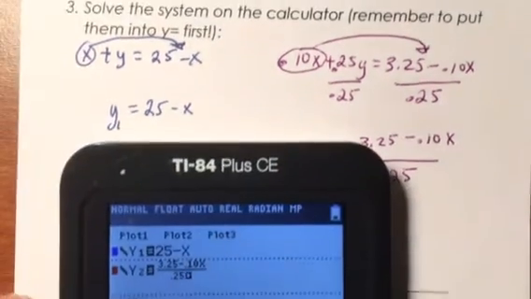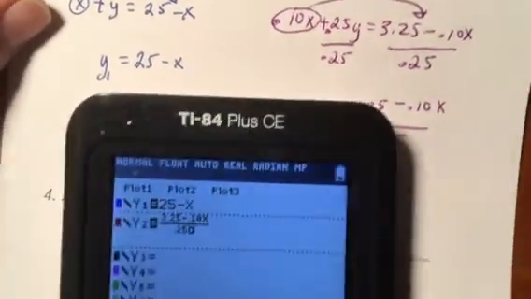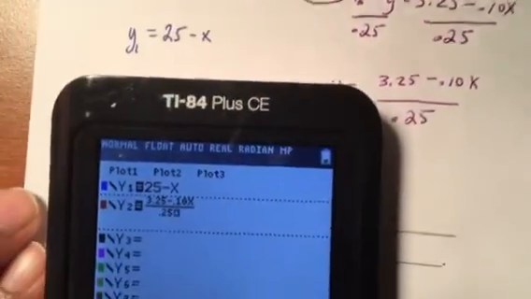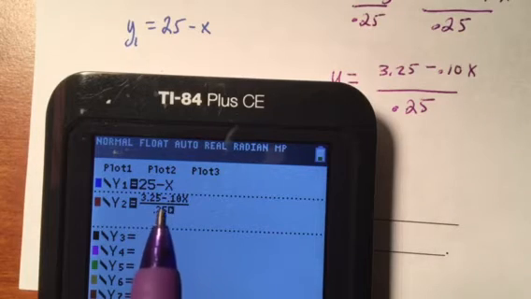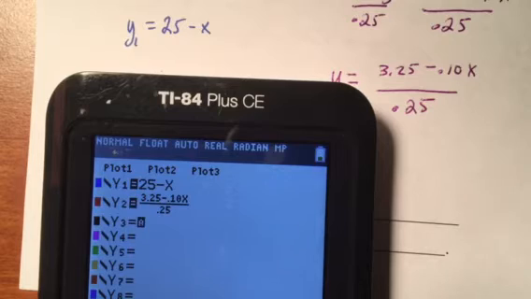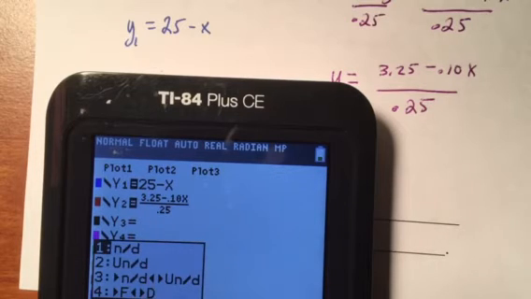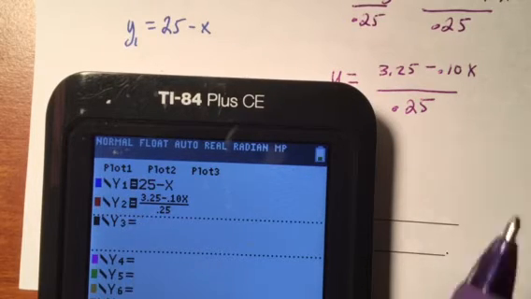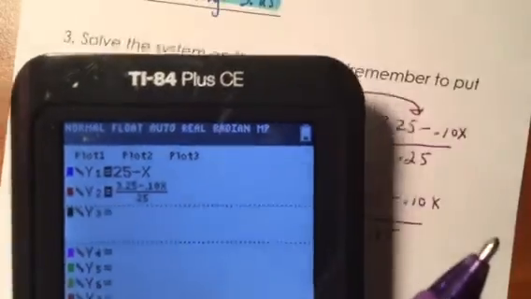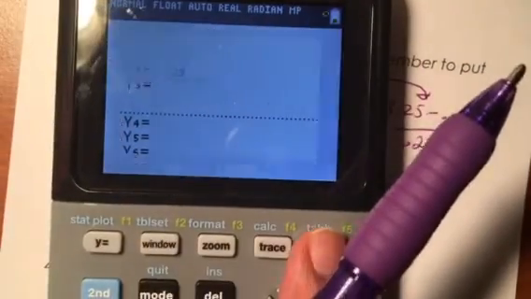Okay, so this is what your calculator should look like in Y1, Y2. I will remind you that you can just press alpha y equals. I'll show you on this one. Alpha y equals brings up the fraction, but we don't need that one on there, so I deleted it. So alpha y equals will bring up the fraction. Okay, so from here, we're going to press graph.